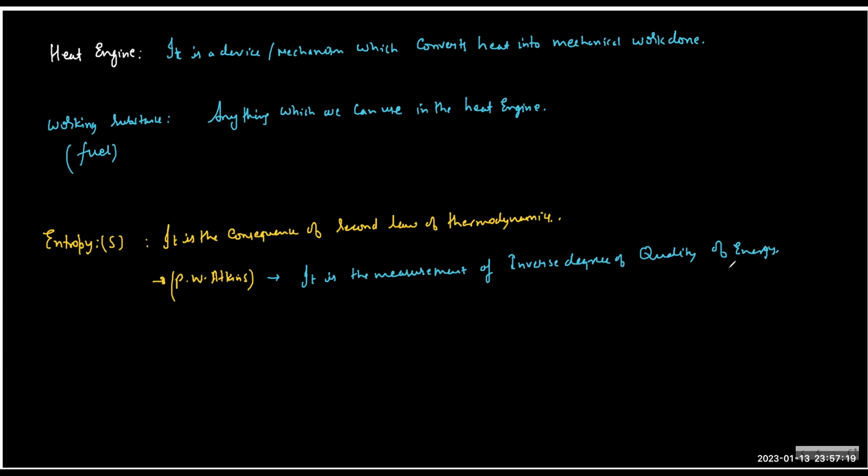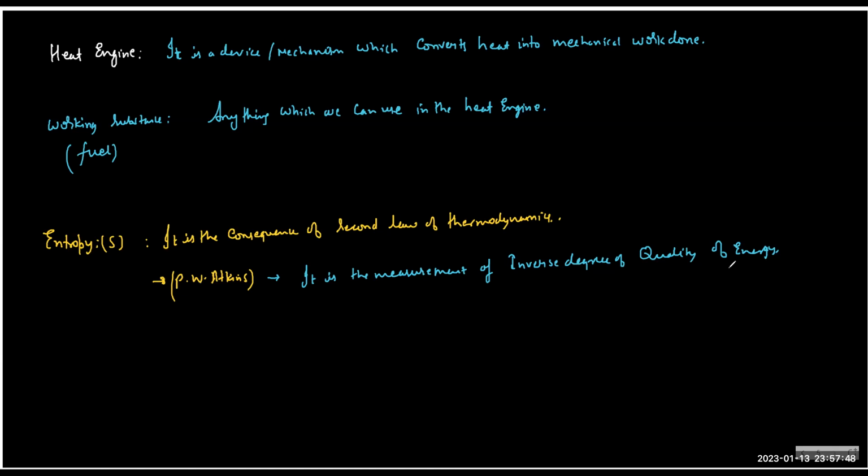So energy we know. Let's pretend we know energy. If you know the energy, then what is the quality? When the quality is the worst, the system will collapse. It is the general tendency of a system to take a given energy and make its quality as bad as possible. So we call it inverse degree of quality.